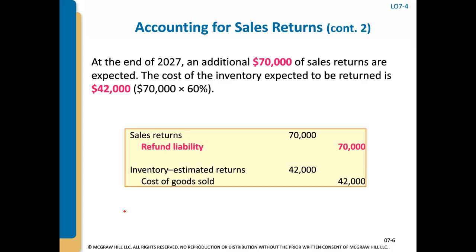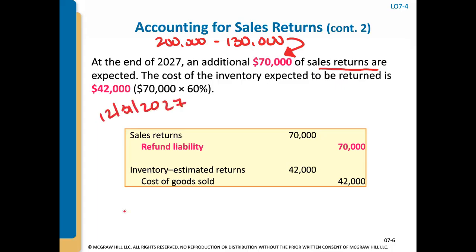So in this example, at the end of 2027, an additional $70,000 of sales returns are expected, right? Because we expected $200,000 of returns and we've already booked $130,000. So we're still expecting that sometime in 2028 or beyond, we're going to have $70,000 of returns. So we need to account for that in our 12/31/2027 books. We have to reflect that in our financials.